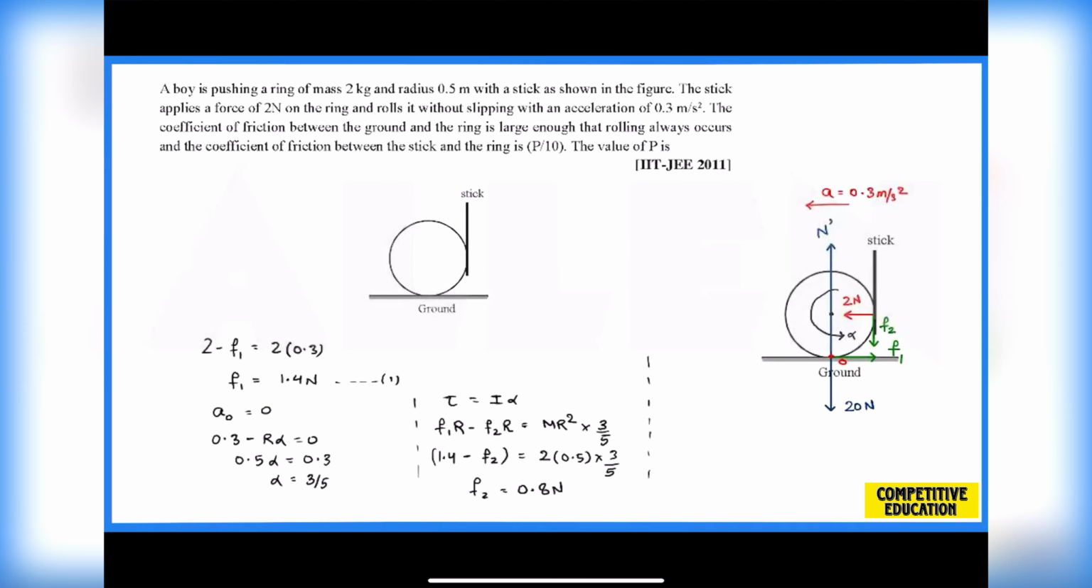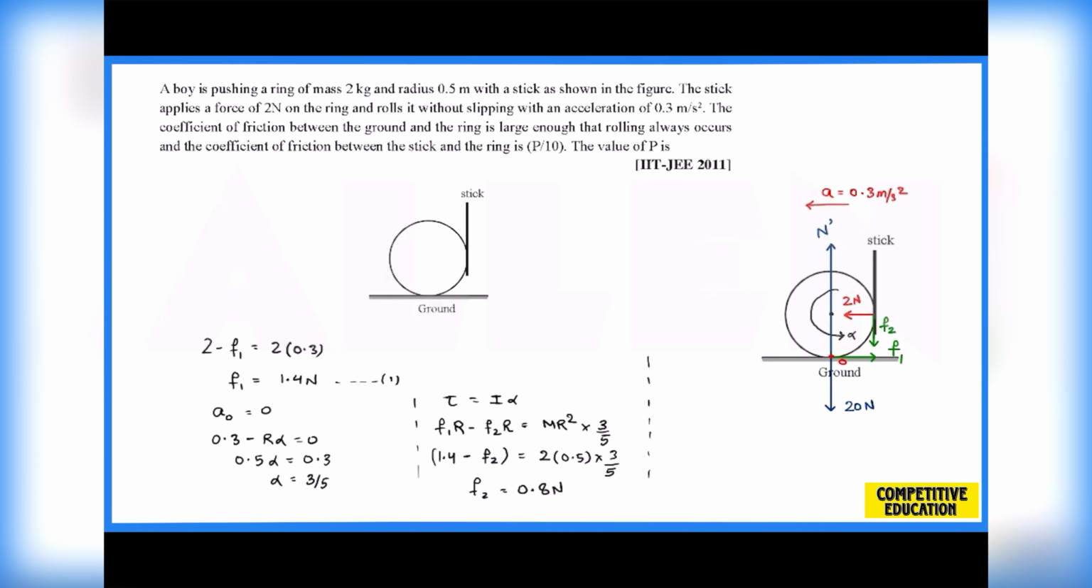See, in this question, there is a boy who pushes this ring, whose mass is 2 kg and radius 0.5 meter, with the help of this stick. This stick applies a force of 2 Newton on this ring such that the ring does not slip on this ground and it rolls on this ground with an acceleration of 0.3 meter per second square.